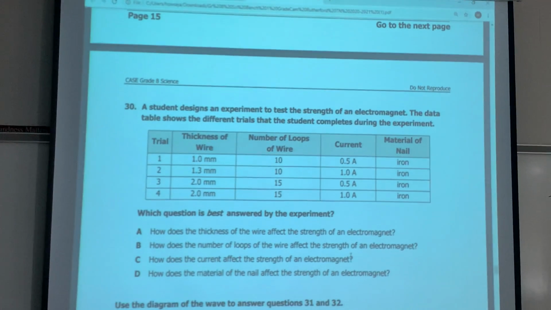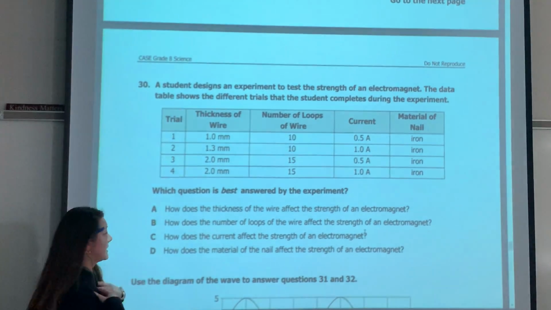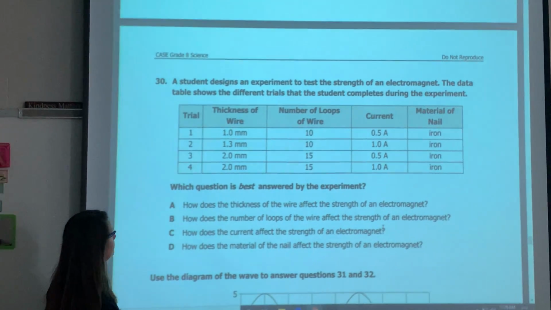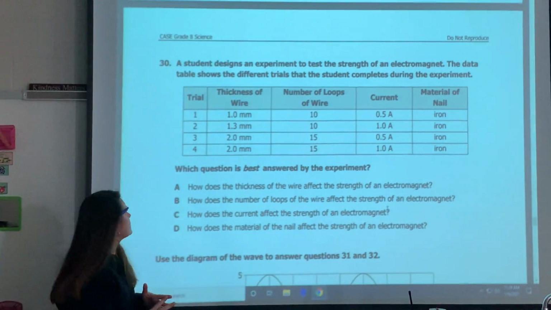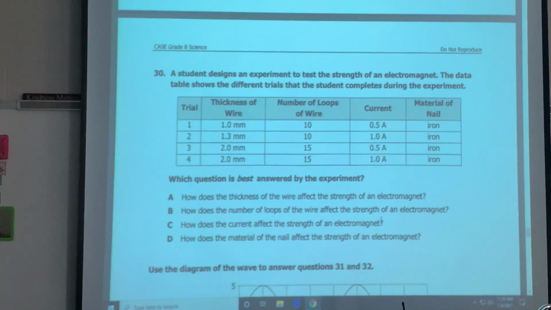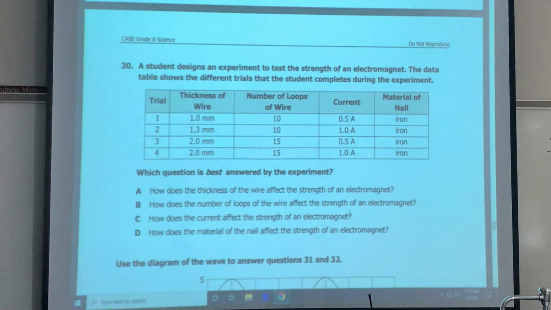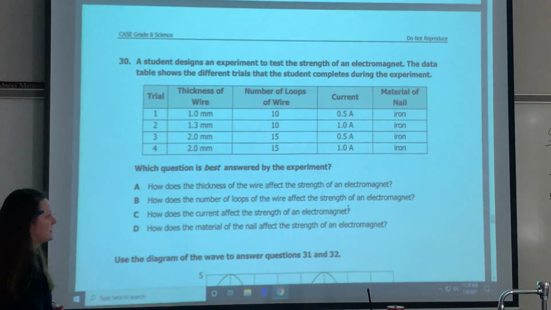Okay, I'm going to just throw this out here with this question. This is a bad question in Ms. House's opinion, and we didn't make it. We don't make these questions. A student designs an experiment to test the strength of an electromagnet, and the data table shows the different trials that the student completes during experiments. Which question is best answered by this experiment?